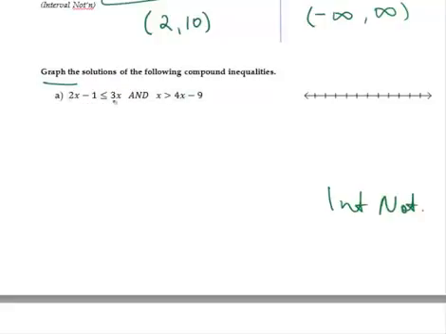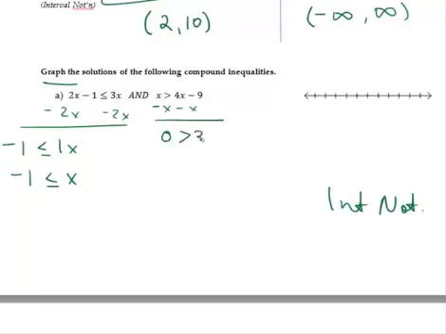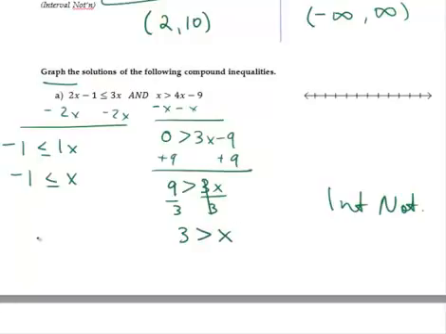So let's solve these. We have a 2x and a 3x. Let's move that 2x over. So subtract 2x from both sides. So we get -1 less than or equal to 1x, or -1 is less than or equal to x. This one, again, let's subtract the x over. So we get 0 greater than 3x minus 9. Move the 9 over. 9 is greater than 3x. Divide both sides by 3. So 3 is greater than x.